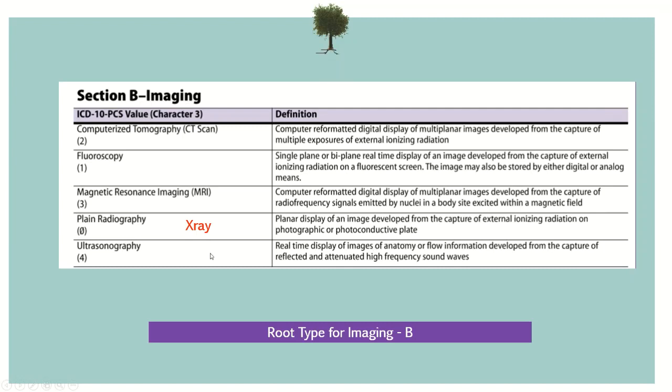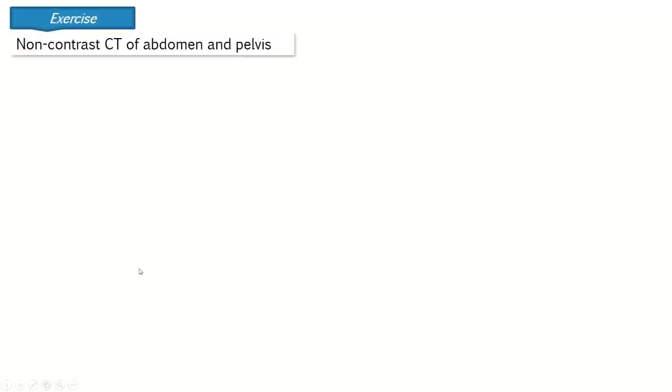plate. And then finally, you have your ultrasonography. And this is real-time display of images of anatomy or flow information developed from the capture of reflected and attenuated high-frequency sound waves. All right, coders, now that we've learned about our 5 key root types for imaging, let's demonstrate our knowledge of Section B with these next exercises.